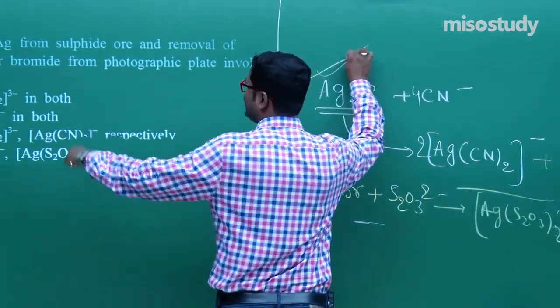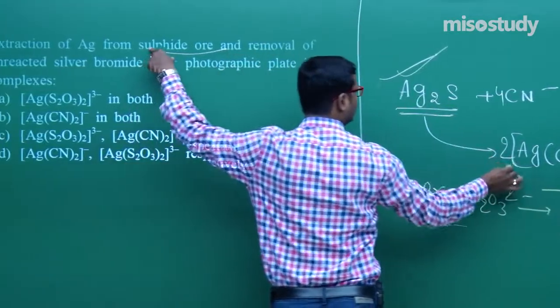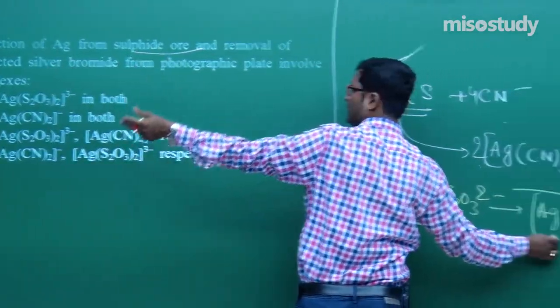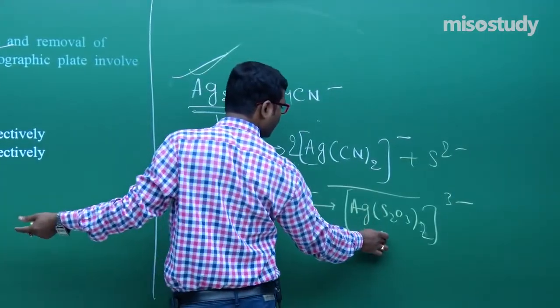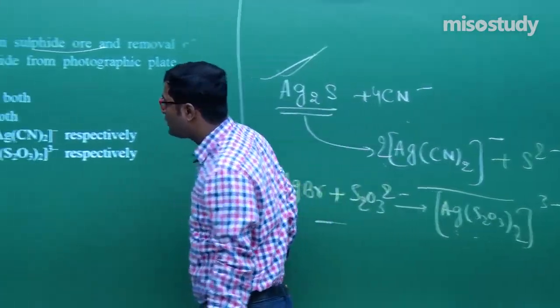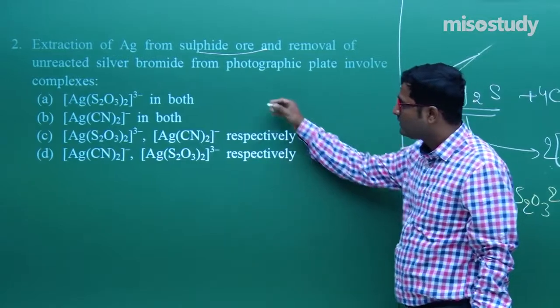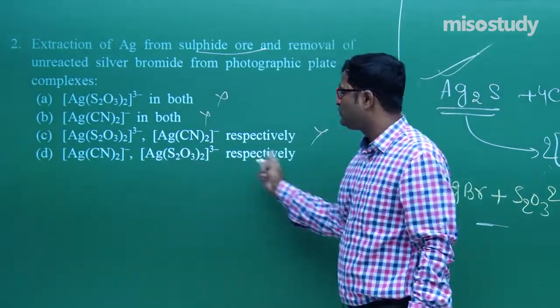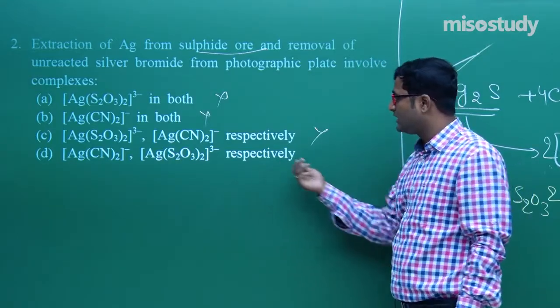[Ag(CN)2]- and Ag2S, this is the first option, this is the first complex, and for silver bromide, this is the second option, [Ag(S2O3)2]3-. So which one is the correct option? In both cases, it is [Ag(CN)2]- and [Ag(S2O3)2]3-.